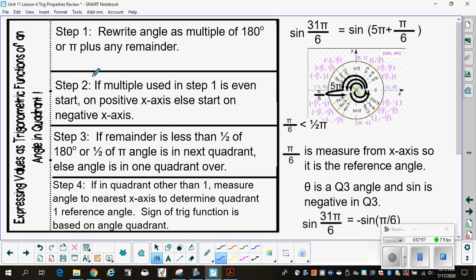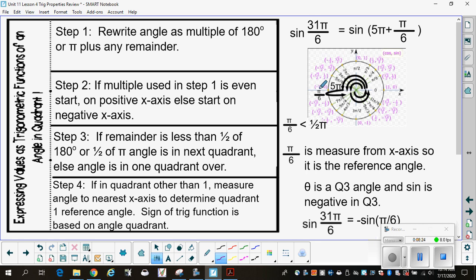And right here, step 2, I'm just saying if the multiple used in step 1 is even, start on the positive x-axis, else start on the negative x-axis. Because if I look at 5 pi, I go 1 pi, 2 pi, 3 pi, 4 pi, 5 pi. Odds always end on the negative side, evens always end on the positive side. So I can use that knowledge so I don't have to go loop-de-loop around.